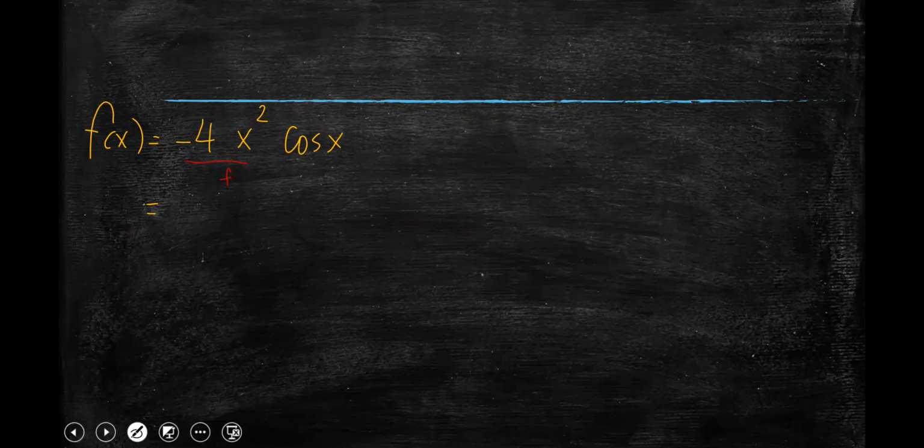In the product rule, we say that f g prime plus g f prime. So f, which is negative 4x squared, times g prime, which is negative sine x, plus g, which is cosine x, times f prime, which is negative 8x. So it will be 4x squared sine x plus negative 8x cosine x. Is it clear?